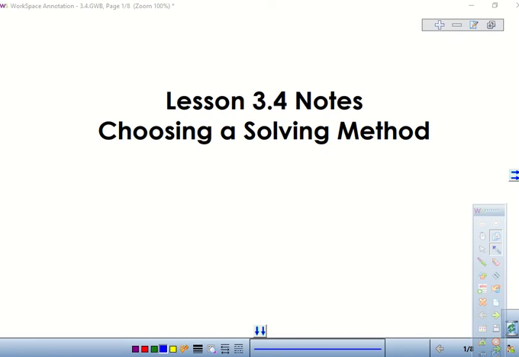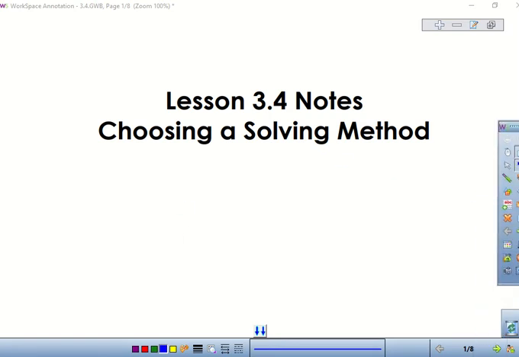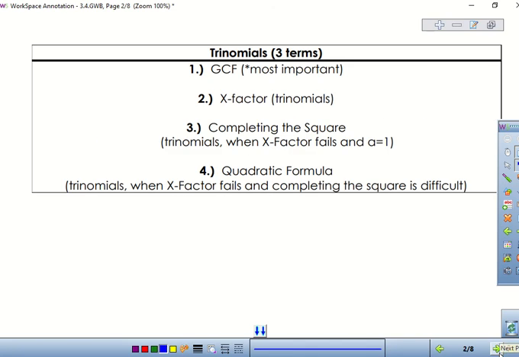About 3.4, which is choosing a solving method. So every single method on this sheet, or on these particular notes, is one that you've already done, okay? These are the methods we've addressed so far in this class. Now technically X factor, we call it AC method, so if you want to write that, it's the same thing. Different setup, but it's the same idea. It's like FOIL versus box method. Does the same thing, okay?